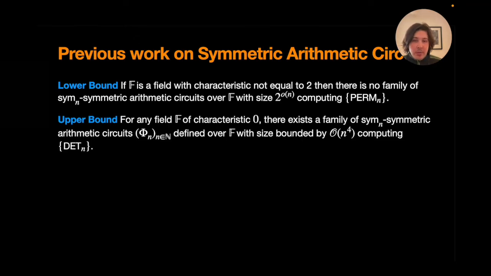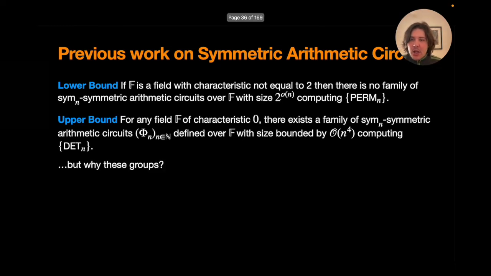Right, and we have a similar upper bound. Here we have to consider fields of characteristic 0 explicitly. In this case, it's for the determinant, of course. And here we have a size bound of O(n) to the 4, right? So we have a nice polynomial upper bound. But at this stage, you might be asking, okay, great, these seem interesting, but why Sym-n symmetric? Why particularly this group action? What makes this interesting? What makes this canonical?